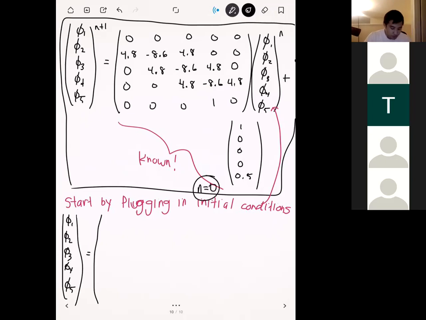And so the very first solution that we're going to solve for is for n equal to 1, or for the first time step. The time index for this first solution that we're going to solve for is 1. So we have phi 1, 2, 3, 4, 5, and the time index is 1. Let me go ahead and fill in this matrix again.